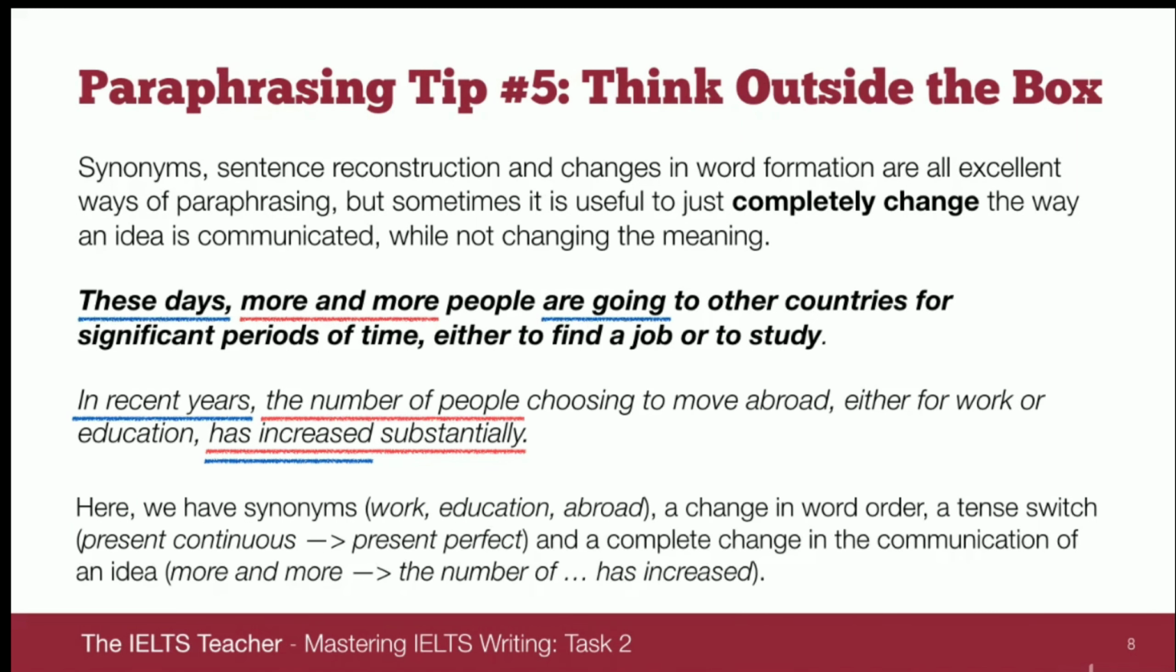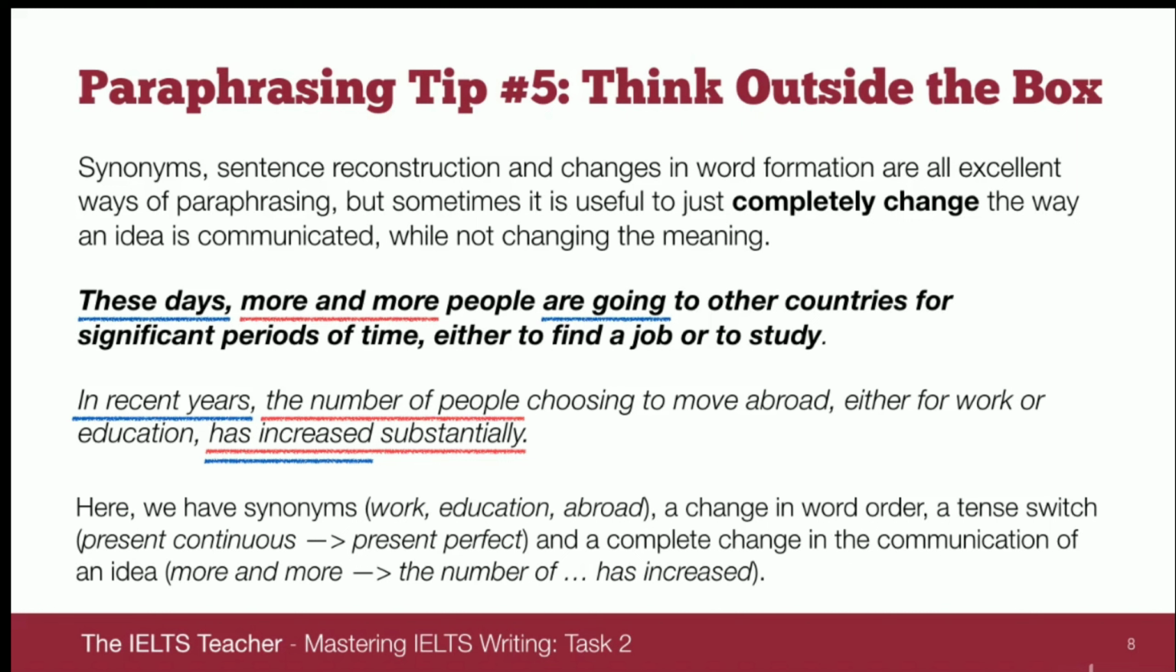So we have these synonyms again: work, education, abroad, instead of job and study and going to other countries. We also have a change in word order. We have a tense switch, present continuous to present perfect, and a complete change in the communication of an idea. "More and more" was changed to "the number of something has increased." This is probably the hardest way to paraphrase, but it's definitely the most impressive as well. So if you're somebody that's shooting for a high 7 or an 8 or even a 9, this is what I would recommend that you practice.